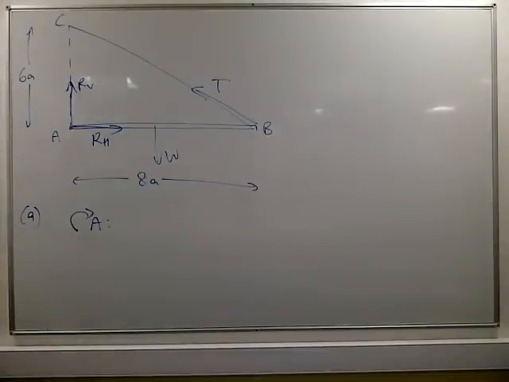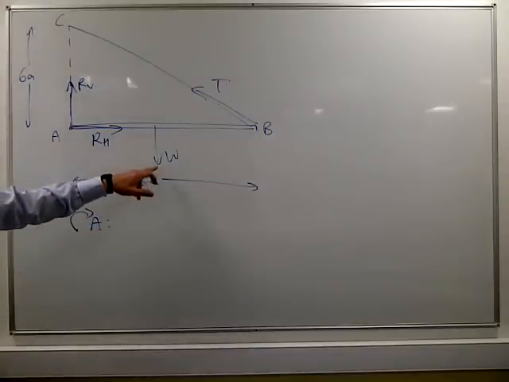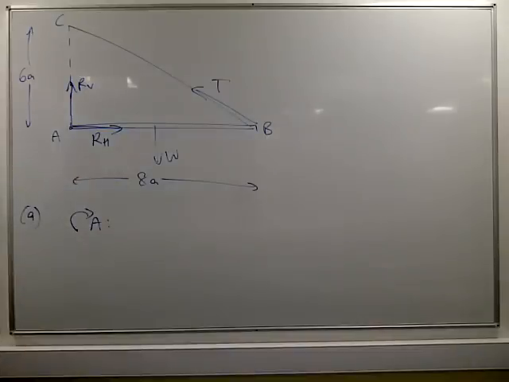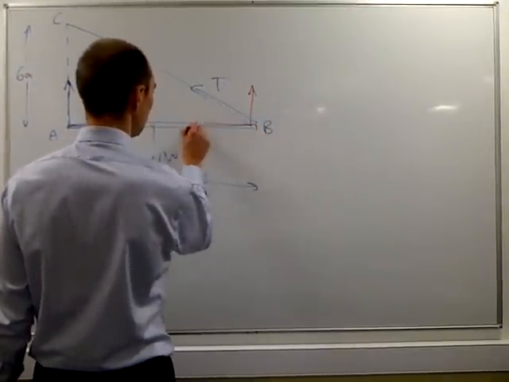Now, when I take moments about a certain point, what I will do is sum up each of the forces multiplied by the perpendicular distance of that force from the pivot. Since RV and RH act through the pivot at A, they will contribute no moment. So the only forces that I'm interested in are the W force and the T force. Now it's going to be easiest for me to split my T force up into two separate components, a vertical component and a horizontal component.